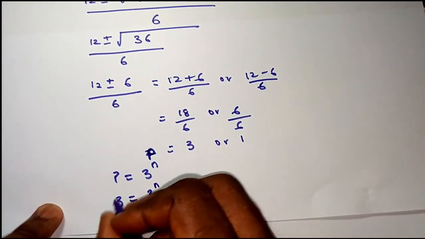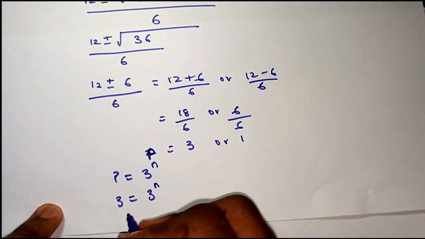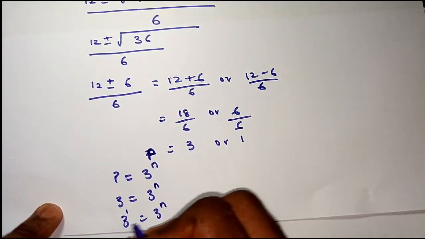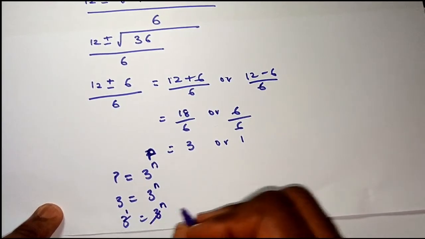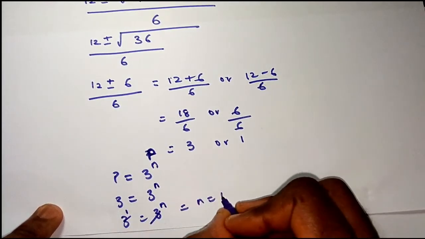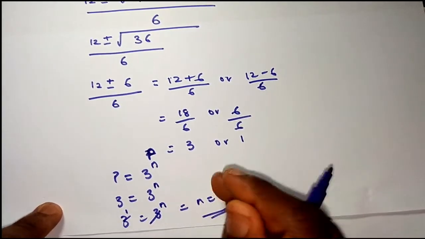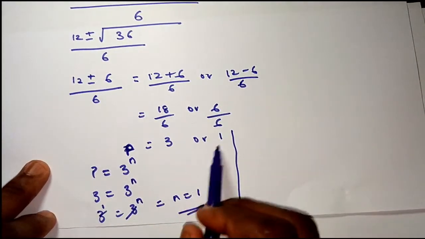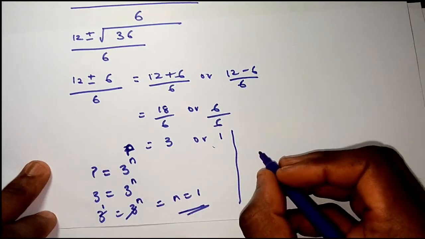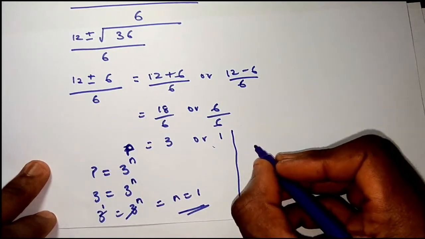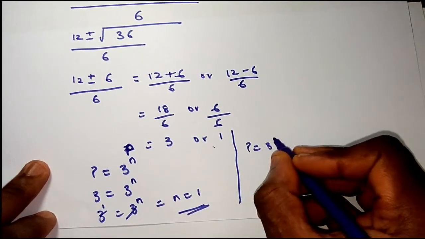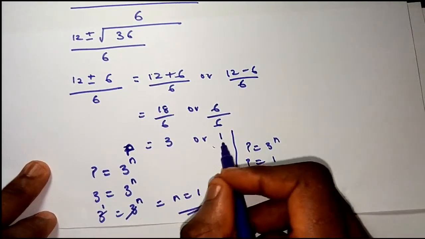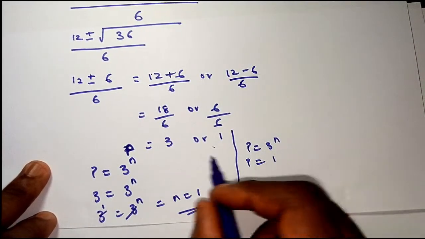You know, this 3 is automatically 3 raised to the power 1. So 3 raised to the power 1 equals 3 raised to the power n. Then these cancel out according to indices, and we have n equal to 1. So this is the first value for n. Now let's get the second value for n. If we put the second positive value here, let's say p is equal to 1, as we got here.